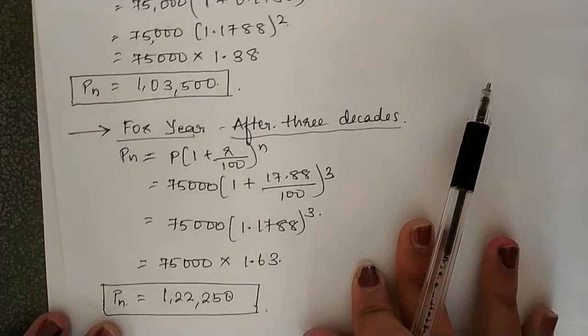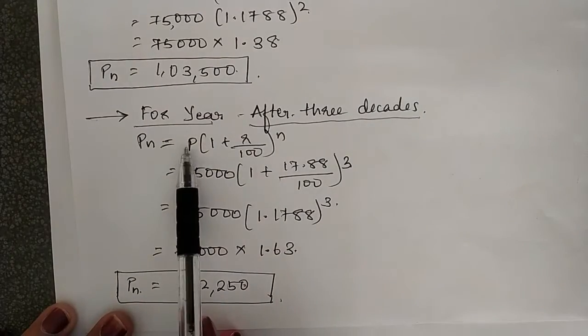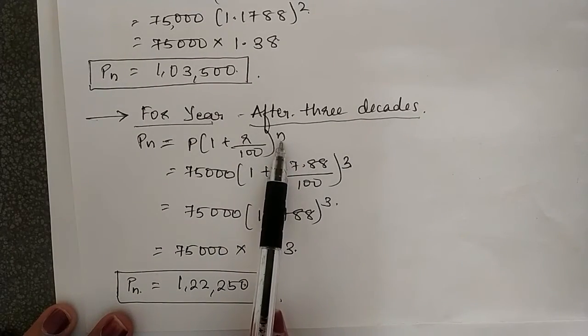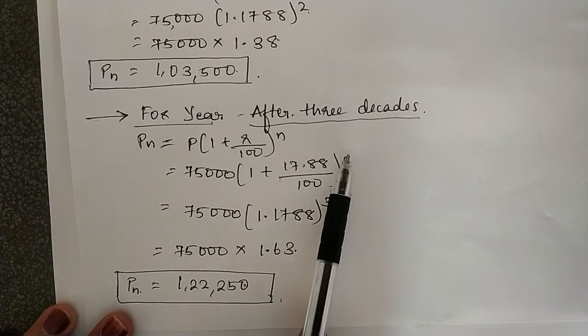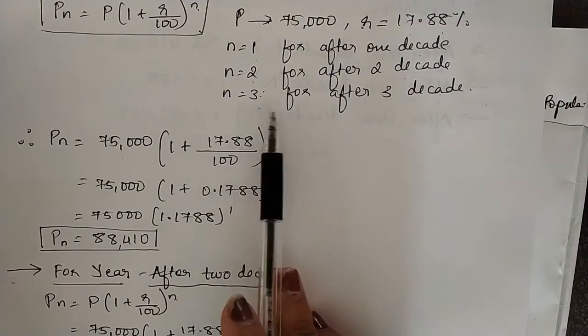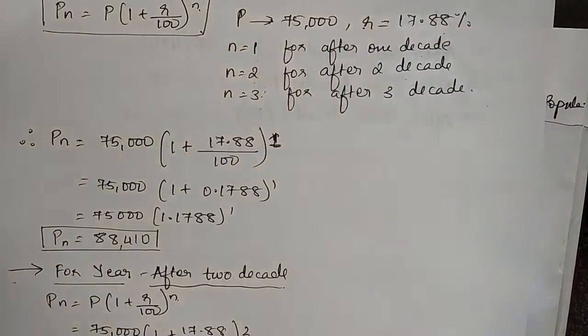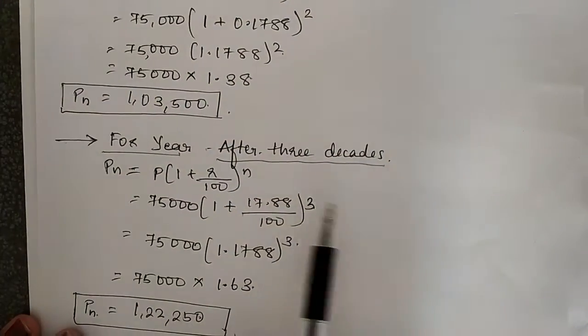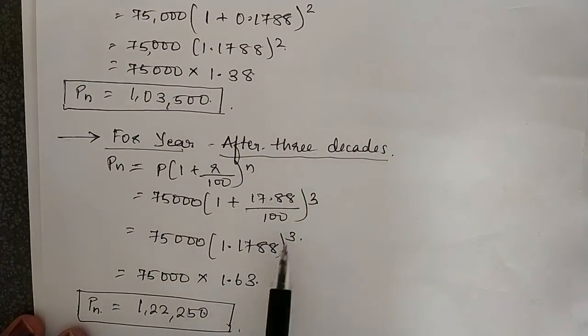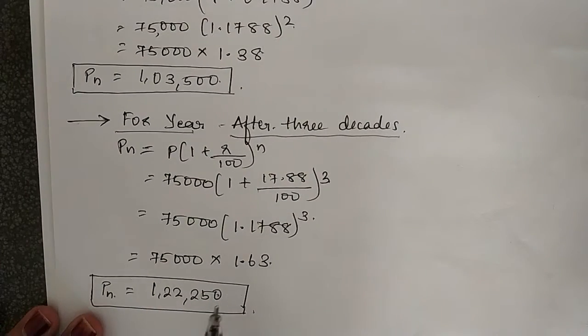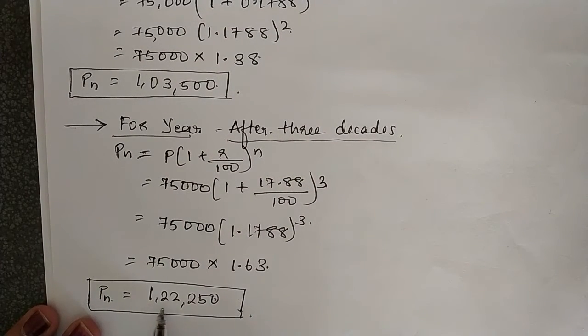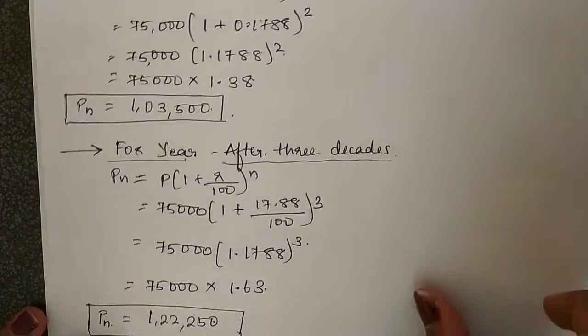Similarly, when I go for after 3 decades, the P and R values are same, only n value changes. So here n value is 3 now. Why n is 3? We have written it down: n is equal to 3 for after 3 decades. Substitute this, solve it, you will get the answer. So what is the answer here? 1,22,250. So this answer is for after 3 decades.